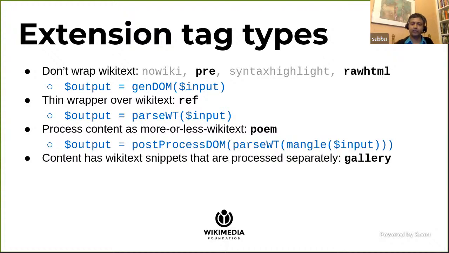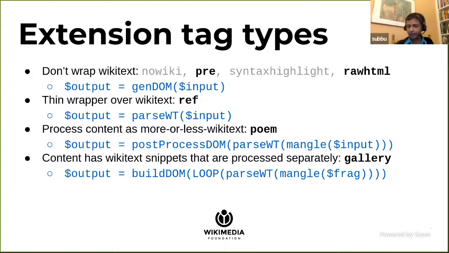Or you have extensions like gallery, where you have a whole bunch of snippets. Individually, they are wikitext snippets. And once again, they may have special semantics. For example, in gallery, the image markup is not canonical wikitext syntax. The square opening and closing brackets are left out. So once again, you mangle the fragment of wikitext, and you get canonical wikitext, and then you parse the wikitext, and you build a DOM based on the DOM fragments you get for each fragment.